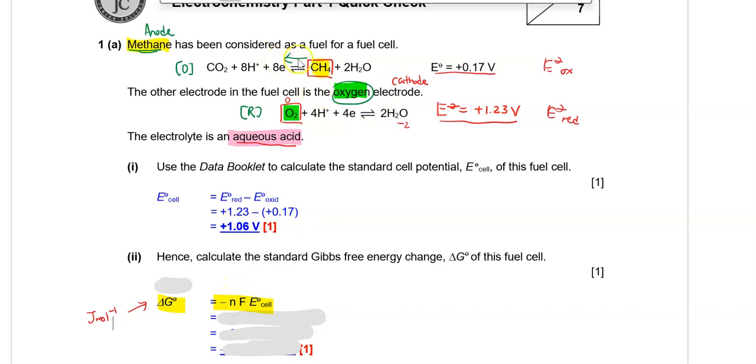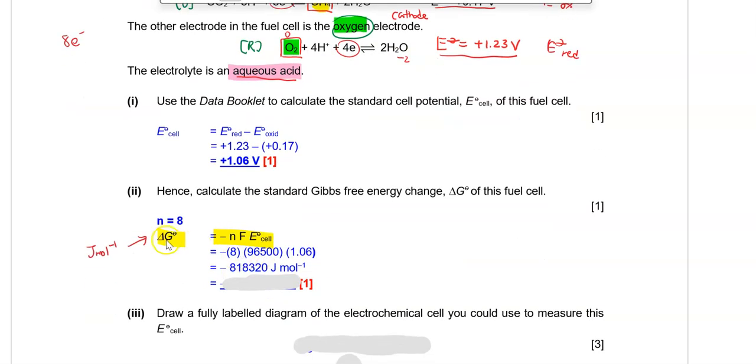So when we take a look at this reaction, the number of moles of electrons being transferred will be 8 electrons. So n in this case equals 8. Sub in your 8 for your n. Faraday constant 96500. E naught 1.06 volts. Substitute in, as I mentioned earlier, you will get units of J per mole. Delta G, typically we will express in kJ per mole. So to convert to kJ per mole, we divide by 1000. That's how we get negative 818 kJ per mole.